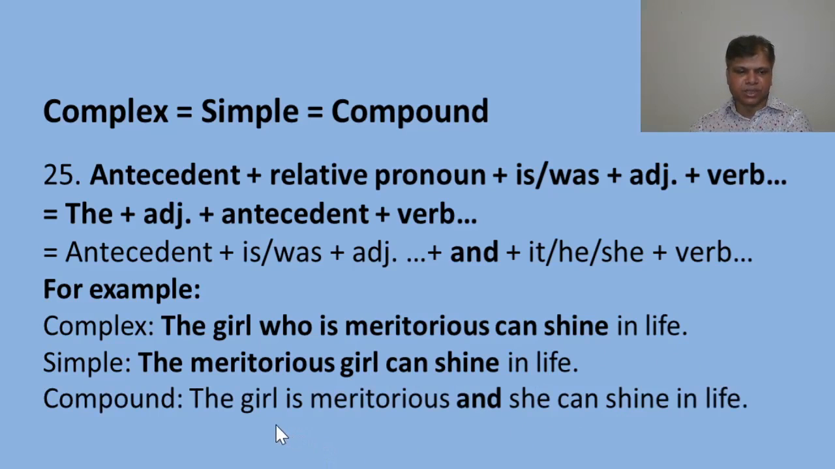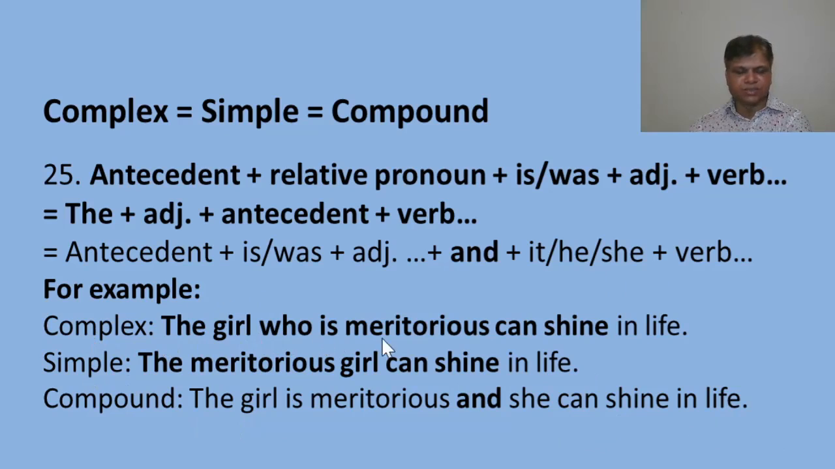If you want to make it a compound sentence, we have to use the girl, that is the antecedent, first, then you have to use the verb and adjective, then you have to use "and" and the subject he, she, or it. Here the girl is the antecedent, so instead of the girl we have to use "she", then the verb and the rest of the sentence. So look at the example.